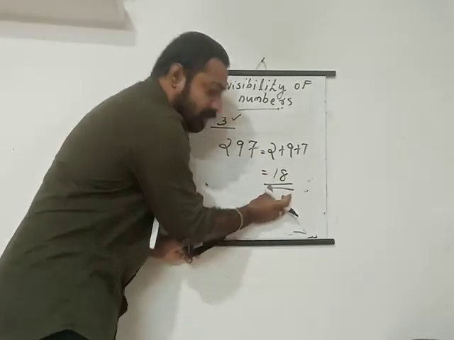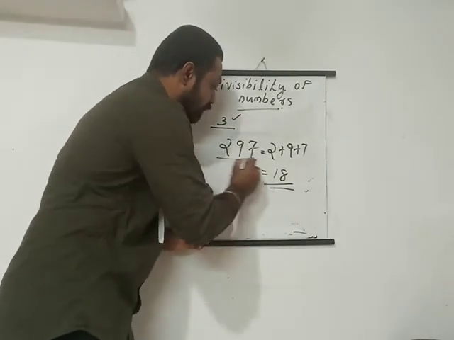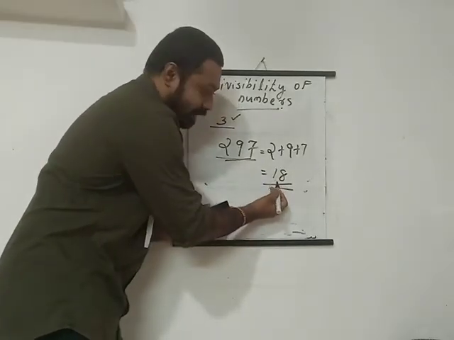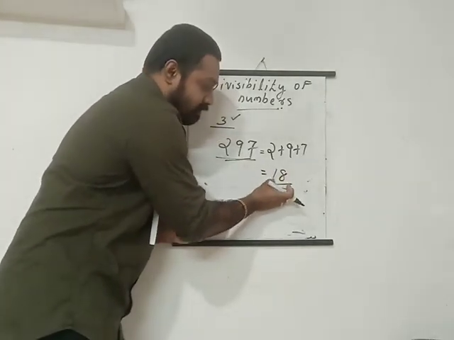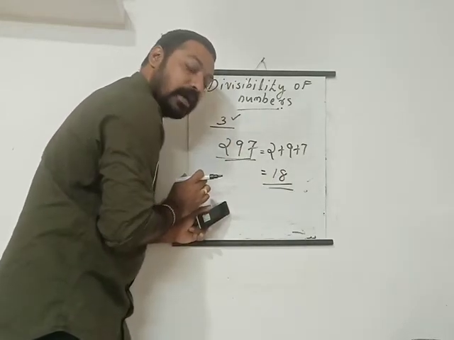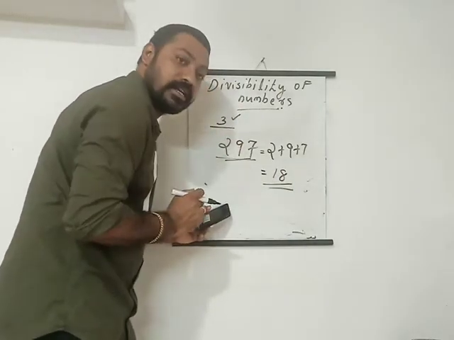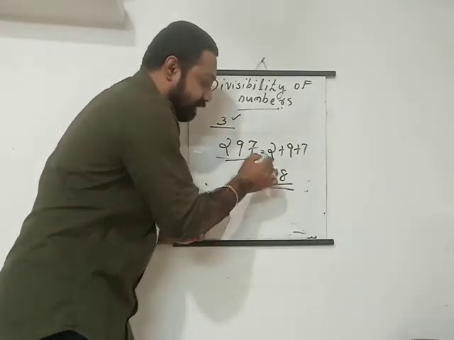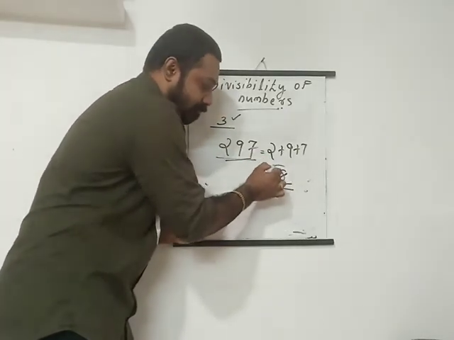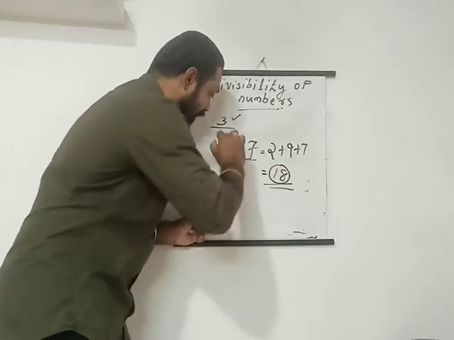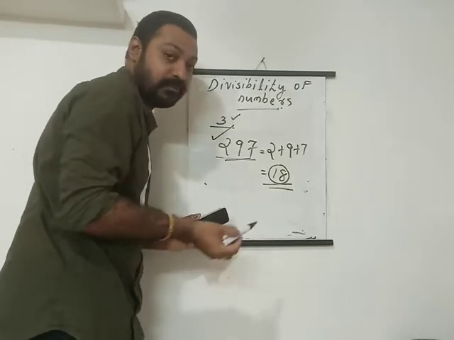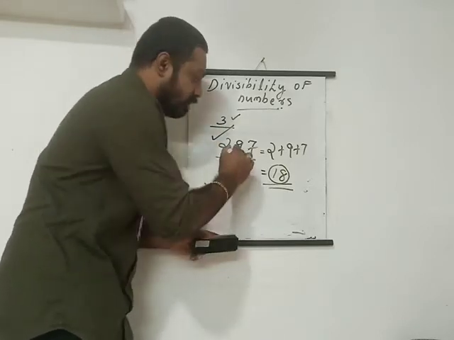So if this number is divisible by 3, then the original number is divisible by 3. Understand? So we got 18. We know that 18 is divisible by 3, isn't it? How many times is 3 in 18? 6 3s are 18. So when we add the digits and get a number that is divisible by 3, then this number is also divisible by 3. Understand? You can check it.